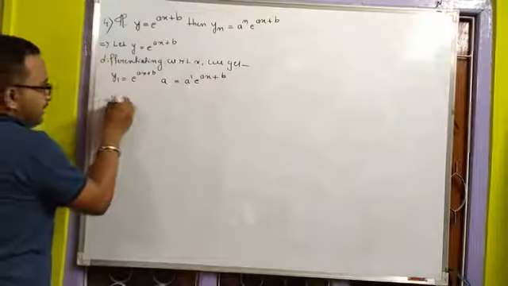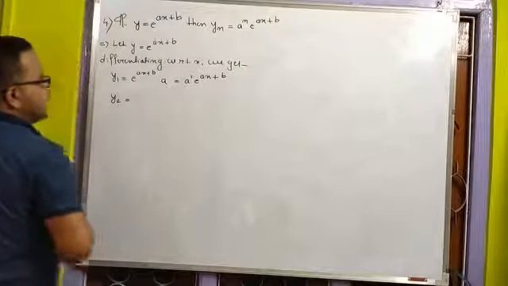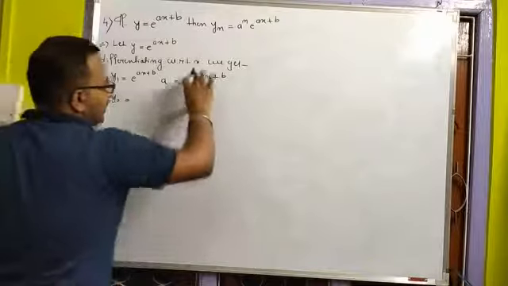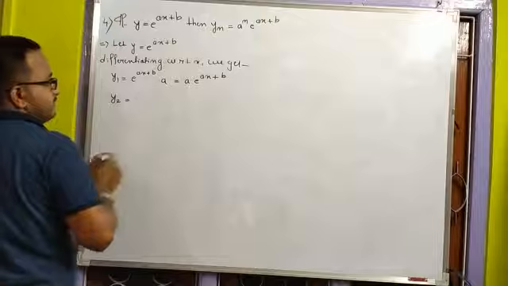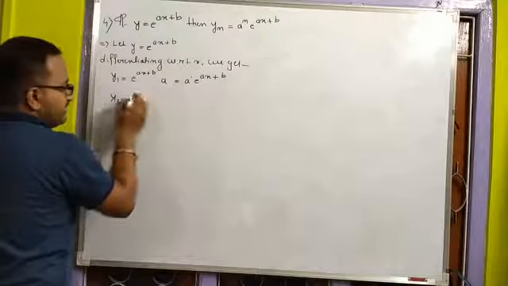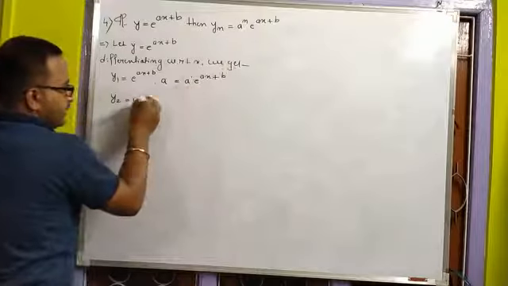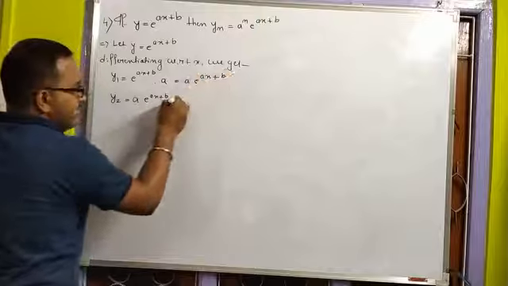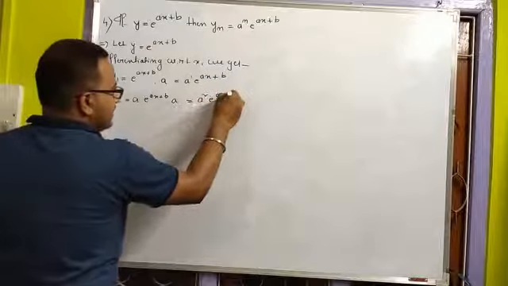Then for y2, we differentiate this. The derivative of this is what? Or you can write a here simply. Okay, you can write it down, no problem. So a is constant, so you just keep this a here. Then the derivative of this is e to the power ax plus b into the derivative of this quantity, so it is a. So a into a is a square e to the power ax plus b.